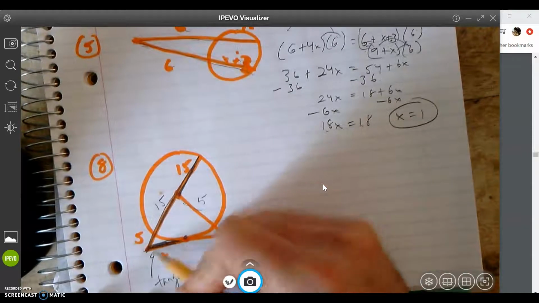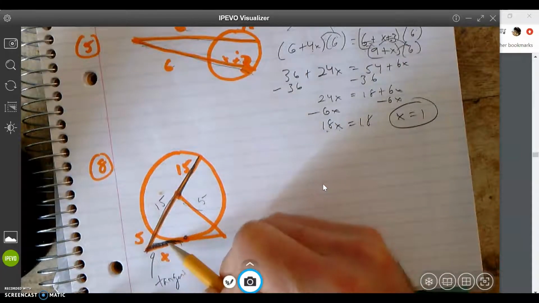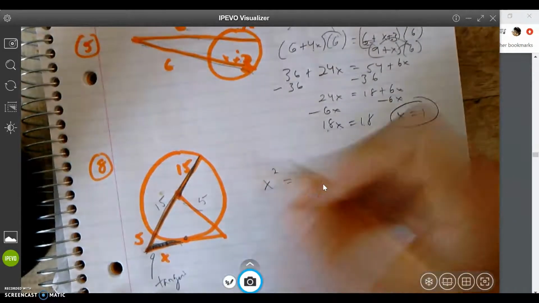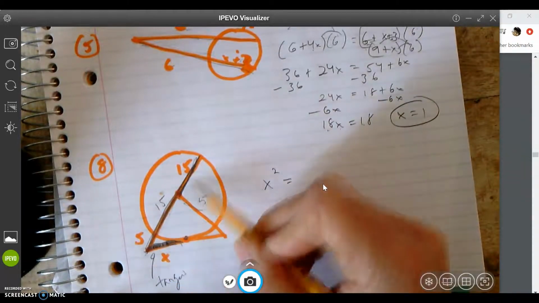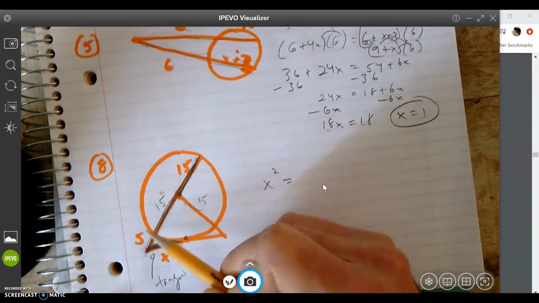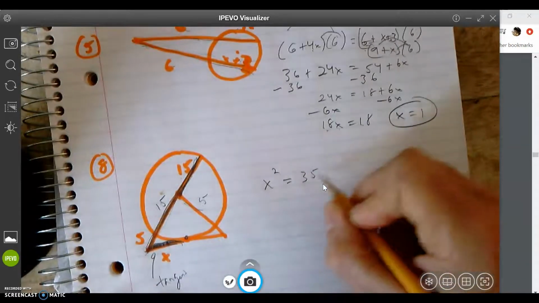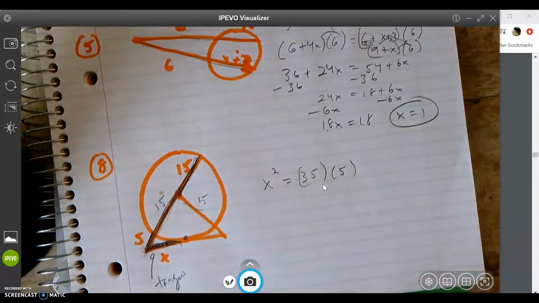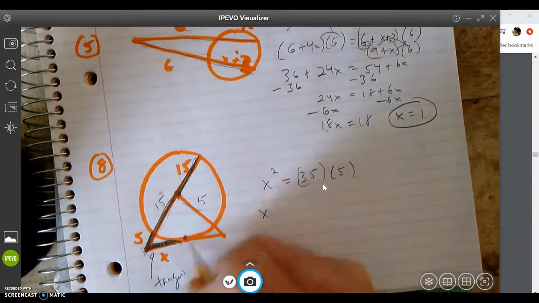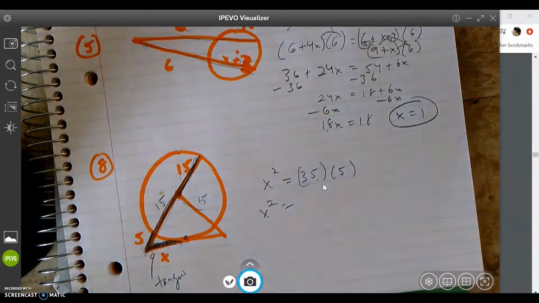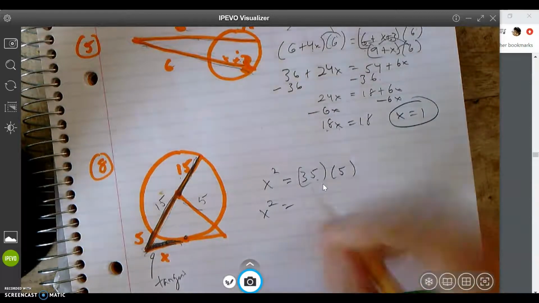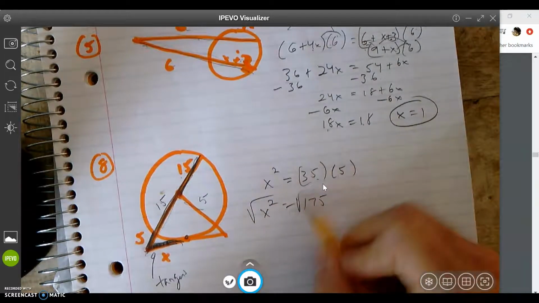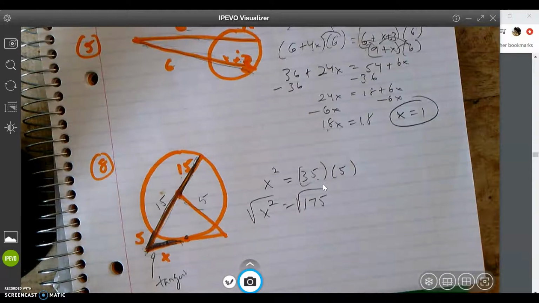So this means that the tangent squared, this is the thing we just did for the first example on the last page. So this tangent squared equals the whole thing. So that's 15 plus 15 is 30, plus 5 is 35. Times just this little part right here that's outside the circle, which is 5. Cool. All right. x squared equals 35 times 5. What is that? 35 times 5. That is 175. Now, what's the opposite of squaring?